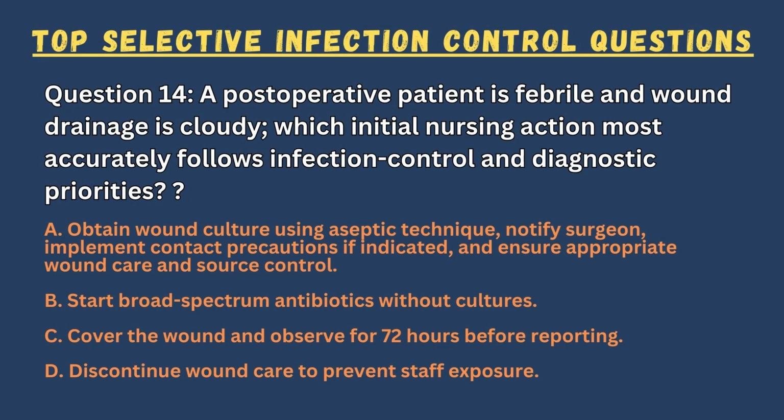Question 14. A postoperative patient is febrile and wound drainage is cloudy. Which initial nursing action most accurately follows infection control and diagnostic priorities? A. Obtain wound culture using aseptic technique, notify surgeon, implement contact precautions if indicated, and ensure appropriate wound care and source control. B. Start broad-spectrum antibiotics without cultures. C. Cover the wound and observe for 72 hours before reporting. D. Discontinue wound care to prevent staph exposure.